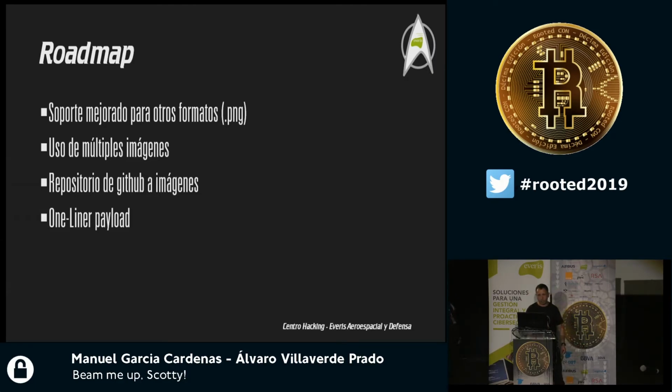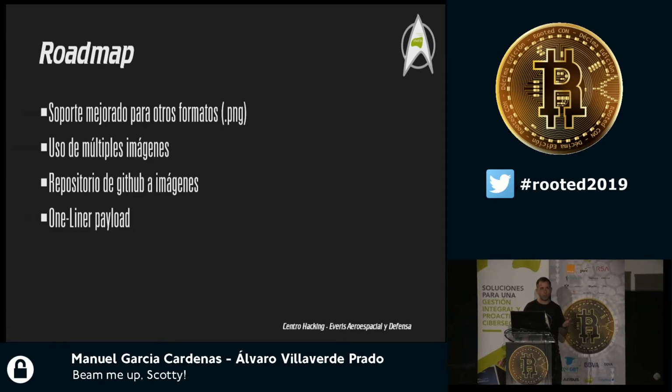Okay, we have this already, but we want to improve it. How? By supporting other types of images, such as PNG. Right now, we've worked with JPG. Then the use of multiple images to make the forensics more difficult, even fragmenting it across several images. We make a payload with several images.